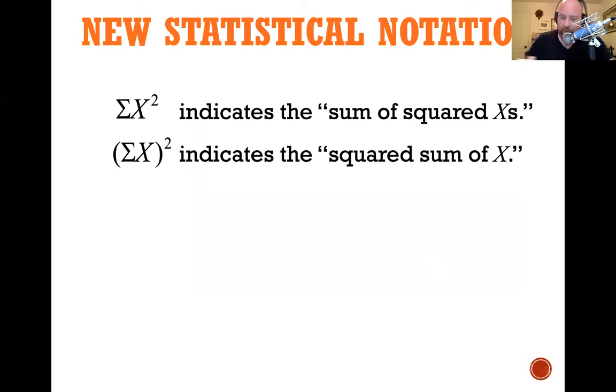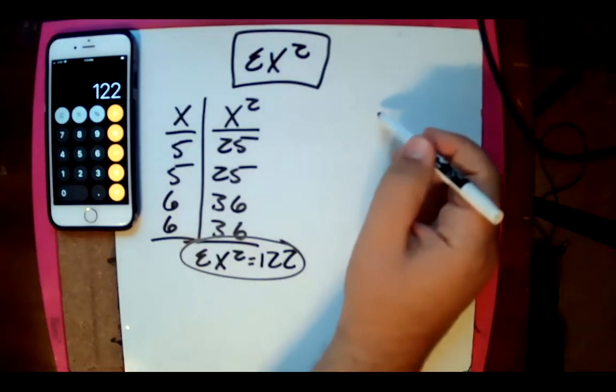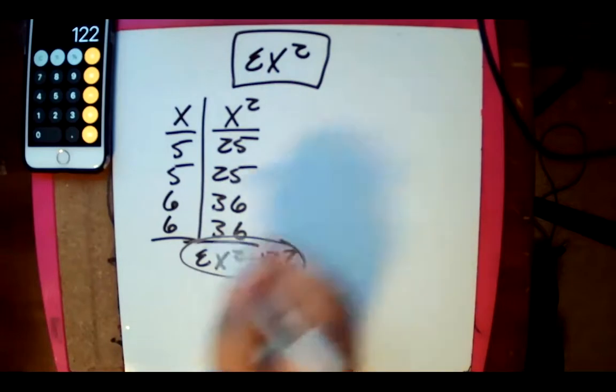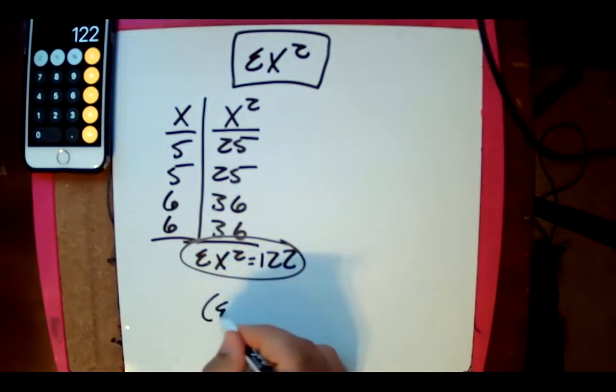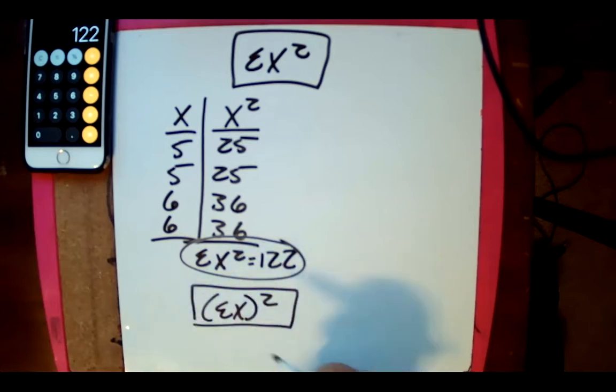So I'm going to share my screen with you again, with my makeshift document camera that I have here at home. And I'll show you this process. All right, so let's use the same data here. We want to get the sum of squared x's now. So let's say we're going to solve for the sum of squared x's. Oh, I'm sorry. I meant the squared sum of x. That's what I meant to say.